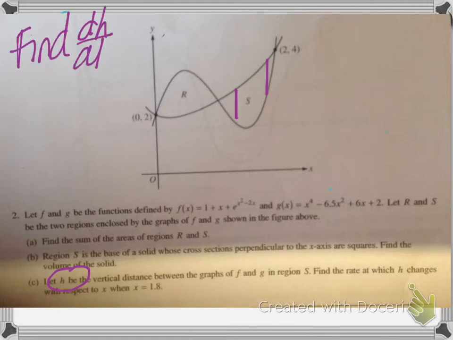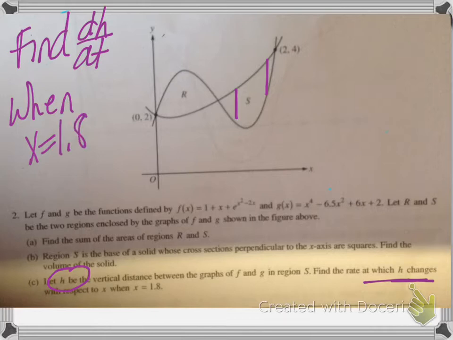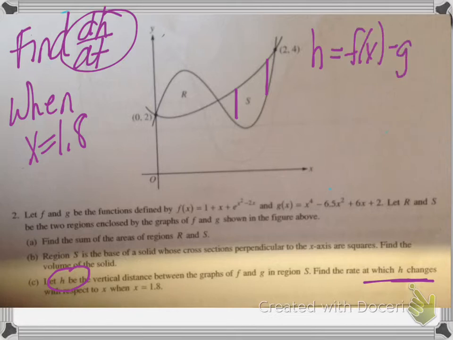So we want to find dh over dt. This is like related rates, right? Find the rate at which h changes when x equals 1.8. I can't find dh over dt unless I have h. So what is h? Isn't h just the top minus the bottom? Remember, h is just the height. So the height is just going to be f of x minus g of x. If you want to write out the whole function for f of x and g of x every time, be my guest.